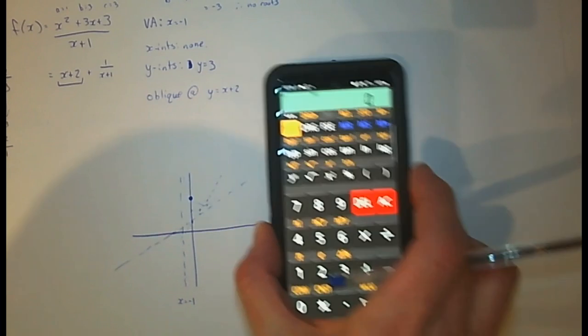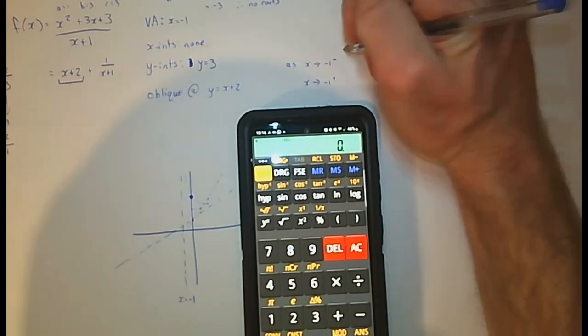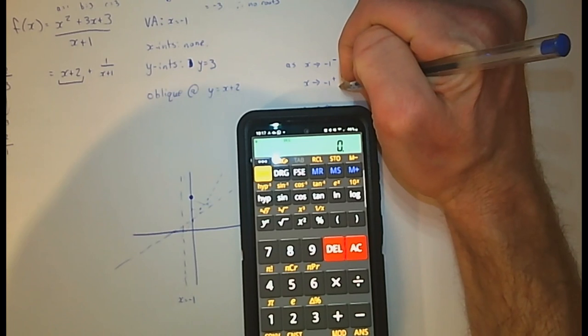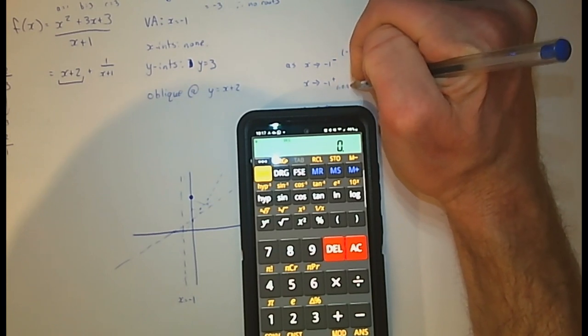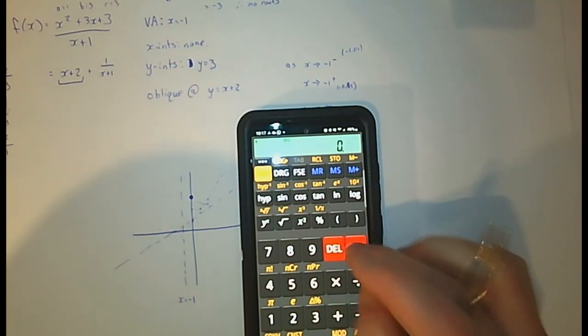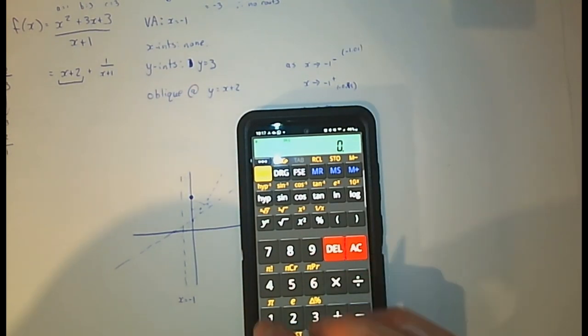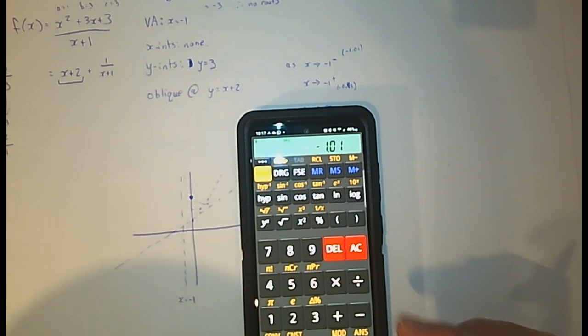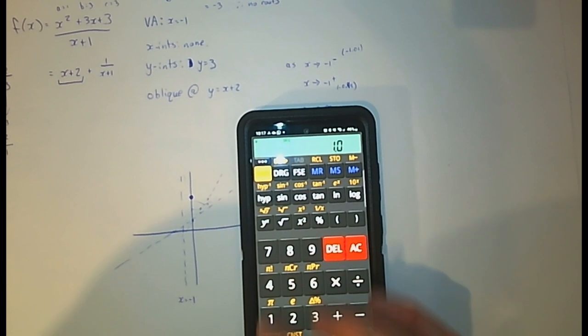Okay, so I'm going to plug that in, negative 1.01. For this one, I'm going to use negative 0.99. Cool. So I've got negative 1.01, squared, plus 3 times negative 1.01, plus 3. There's our numerator, divided by, in brackets, negative 1.01 plus 1. There's our denominator, and the end result is a negative number.